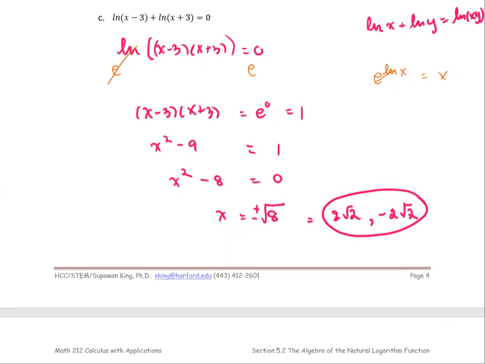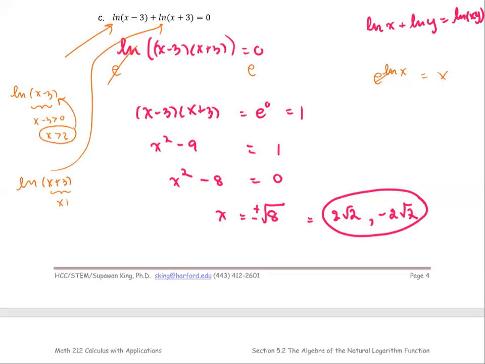For the natural log of x minus 3, by the restriction, x minus 3 must be a positive number. So then x must be greater than 3 for the restriction of the first term. And for the second term, the natural log of x plus 3, the expression x plus 3 must be strictly greater than 0. So x must be greater than negative 3. So we're going to find the answer that satisfies these two conditions.